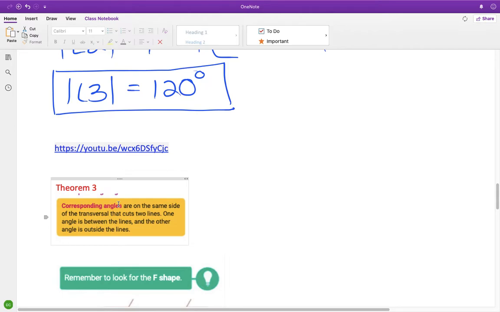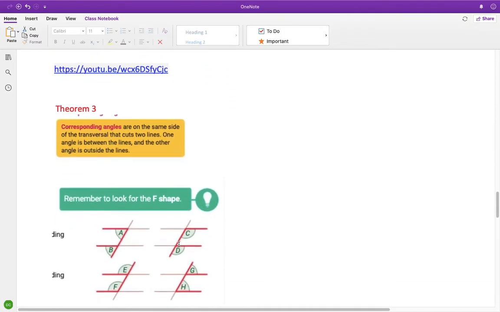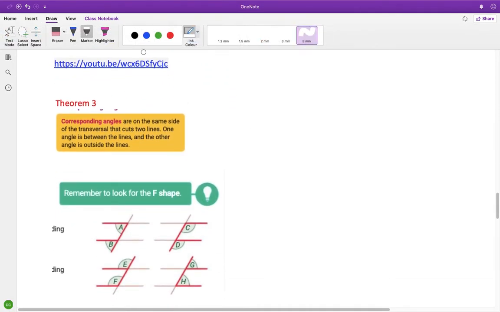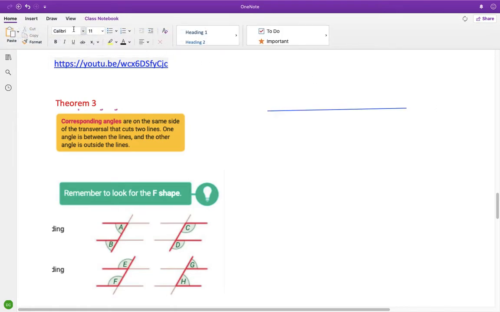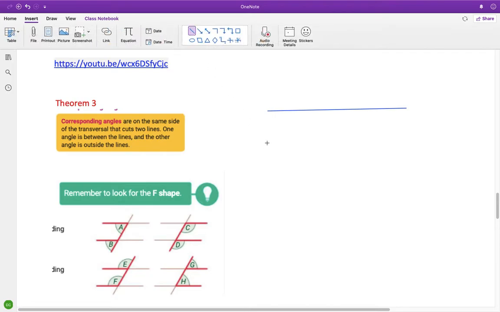Corresponding angles have a lot of similarities with alternate angles, so they're not the same, but I'll explain what I mean in a second. Corresponding angles are on the same side of a transversal that cuts two lines. One angle is in between the lines and the other angle is outside the lines, okay? The similarities with alternate angles come from the fact that to look for corresponding angles, you need parallel lines.